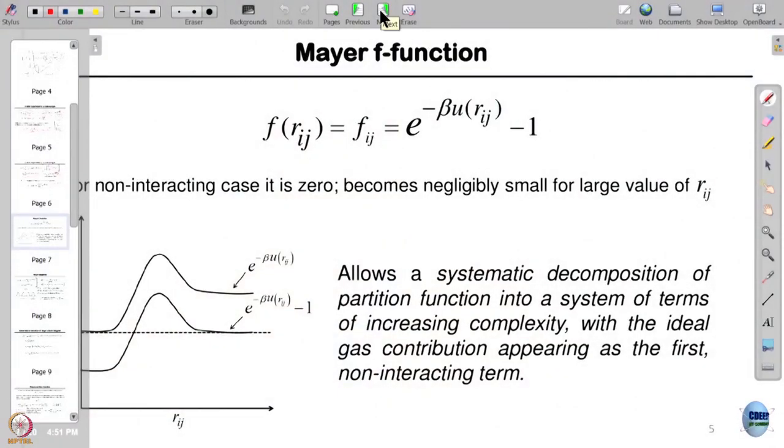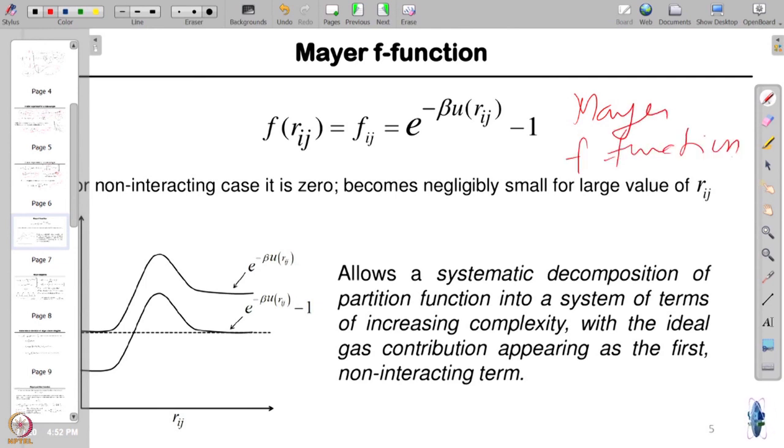So Mayer did a brilliant thing at that point. He said, okay, these integrals that I am trying to do in the configuration integral are not convergent, because they give a lot of difficulties: at long separation they come out with a contribution of unity, contribution 1, and that is not a good thing for me. I want to separate it out so that I do not have to worry about the long separation part. So he introduced this function, which is called the Mayer f function.